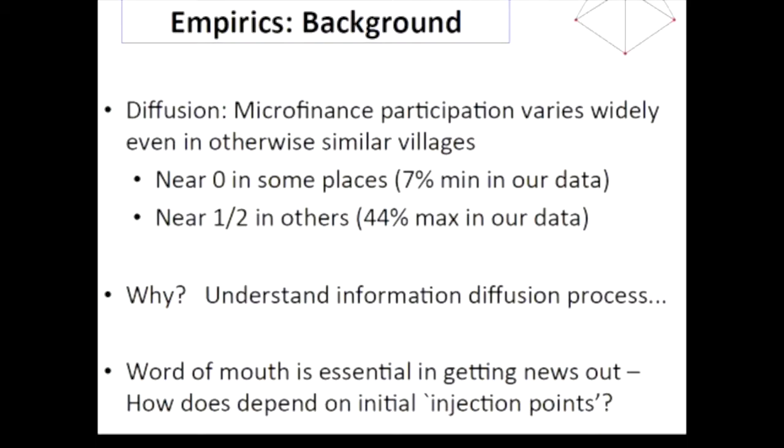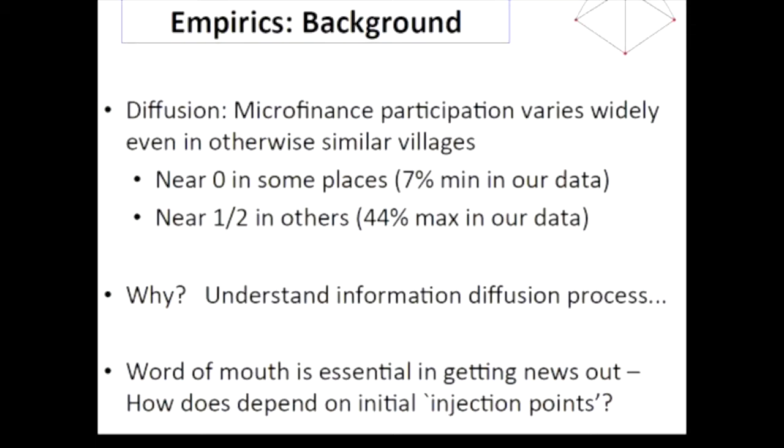So the background: we started working on this in, I guess, 2006, 2007. And we were working in rural Karnataka. So this is southern India, roughly within a 200-kilometer band of Bangalore. What we did is we went into a series of villages, 75 different villages in Karnataka, each with a population of about 1,000 people. We went in and mapped out social networks in those villages. And we did that before a bank went in and started offering a microfinance program.